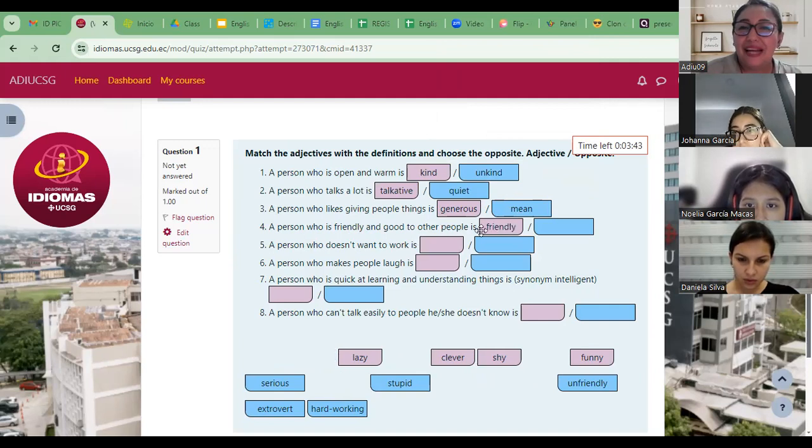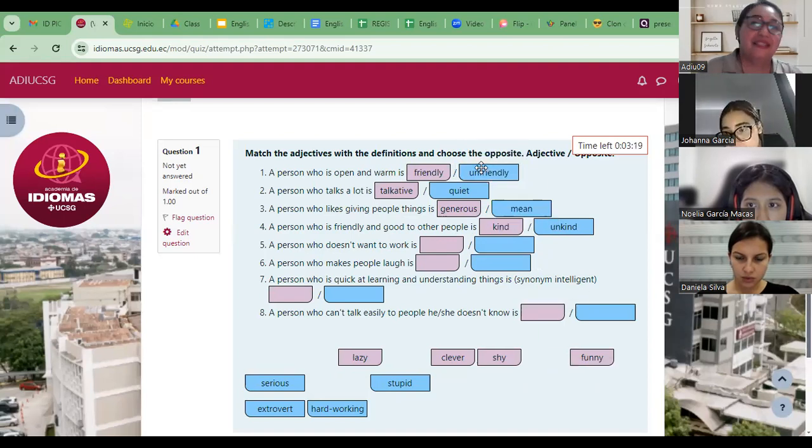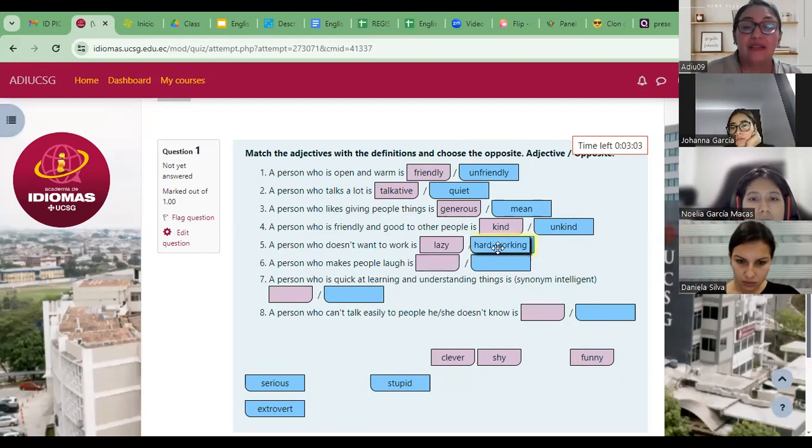But I don't know if you notice, it says friendly here and then we check on friendly, ¿será que está bien? Entonces está al revés con kind and friendly. So this should be kind and this should be unkind. And this is where friendly goes. Porque ya le están dando la palabra, so it doesn't make sense, right? So here it should be like this. What about number 5? A person who doesn't want to work. Lazy and hardworking. Lazy es vaguito, ¿no? Uy, bien vaguito. Hardworking, someone who works a lot. Number 6, a person who makes people laugh.